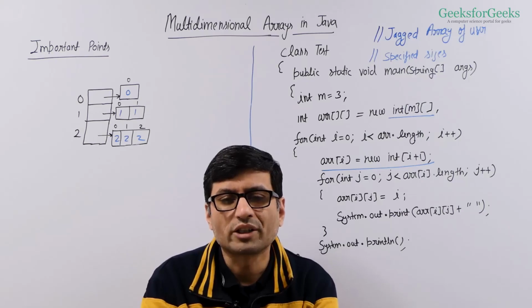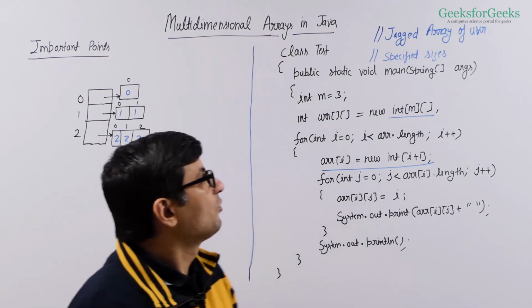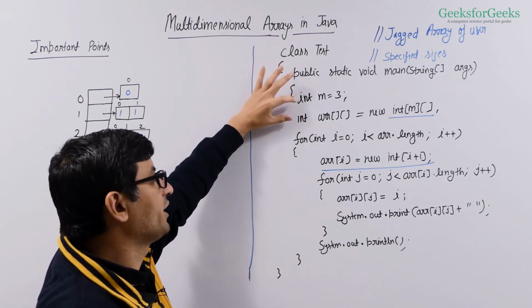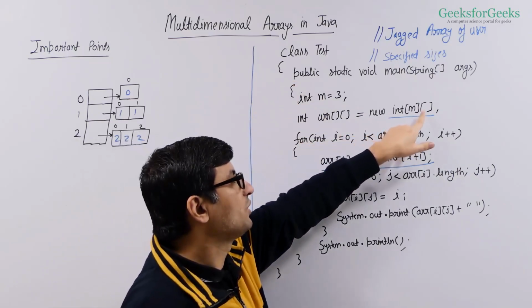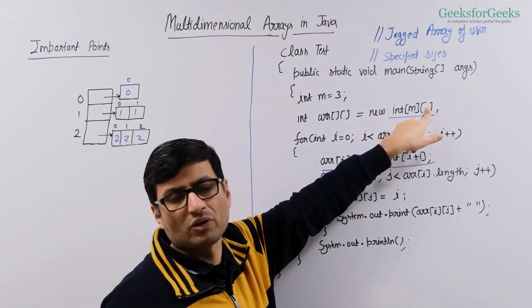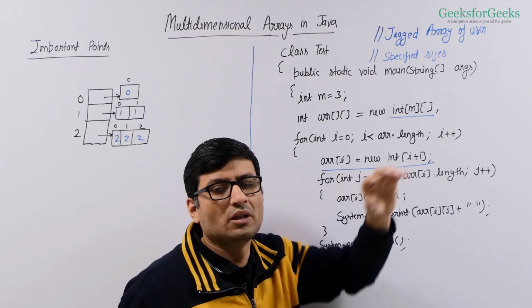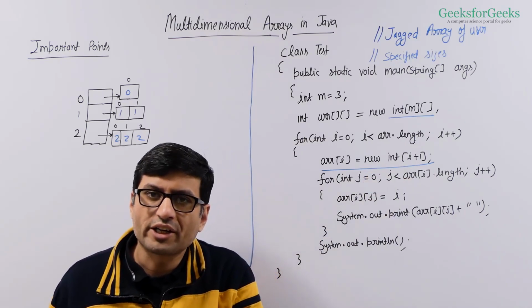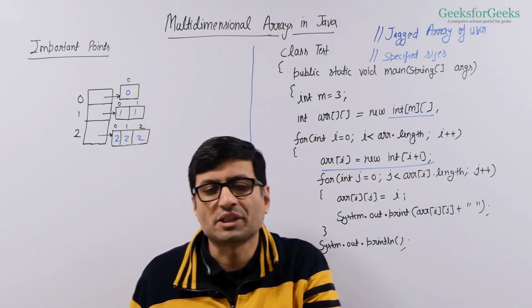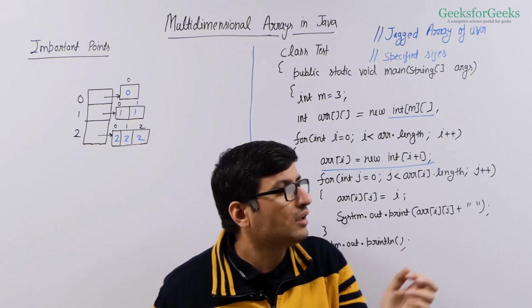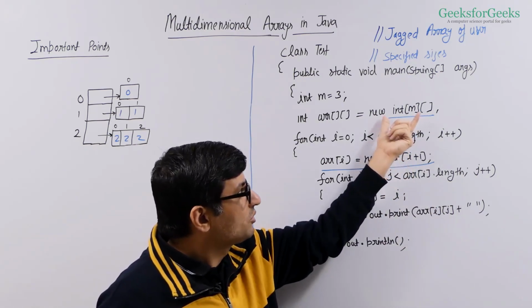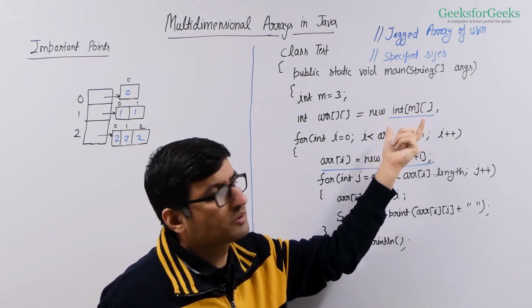Let us now take a look at this program. We have created an array of m rows. We have not specified the number of columns in individual rows. So we can create jagged arrays of user specified sizes. Now user is free to choose size for individual rows.